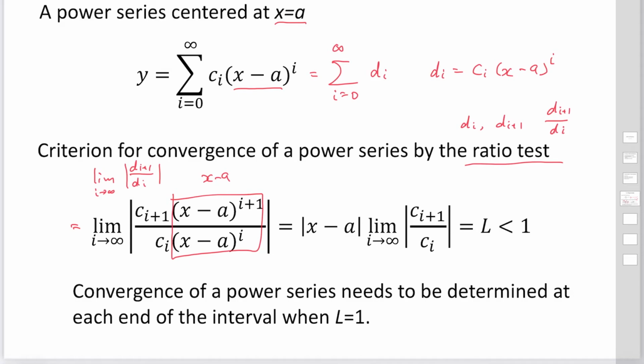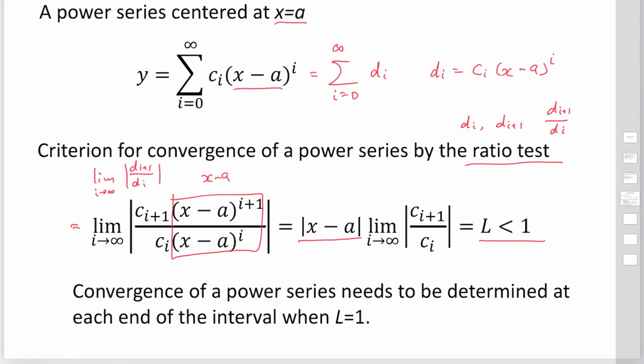And there is no i dependence, so we can move these terms outside of the limit. Absolute value of x minus a times limit i approaching to the infinities of the absolute quantity of the c sub i plus 1 over c sub i. If this quantity becomes a capital L, if the capital L is less than 1, then power series is convergent.